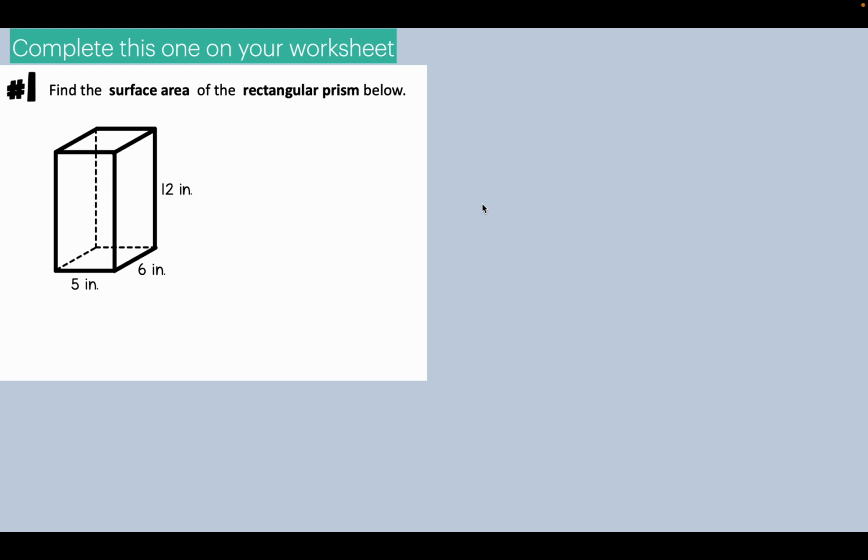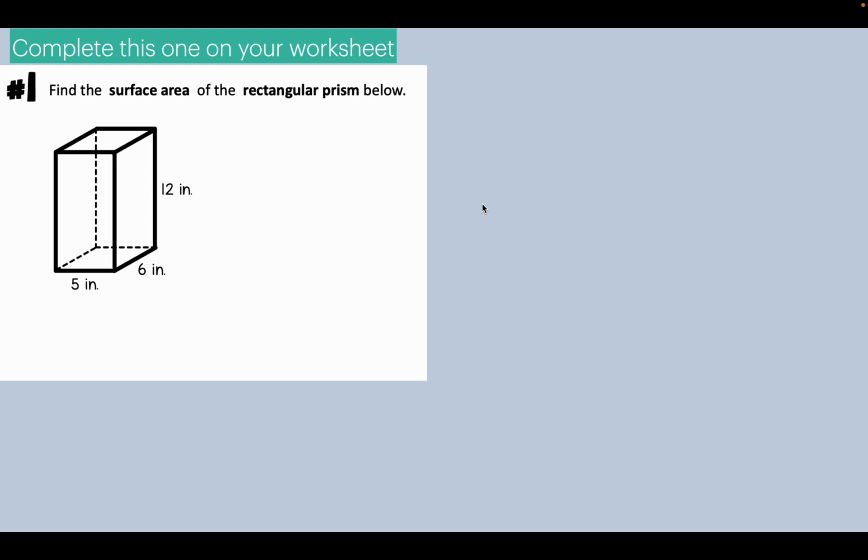All right, now you're going to complete this one on your worksheet. Guys, this is surface area. This is still something you've done since the 5th grade. I've not upped it yet. We are just going to talk about surface area. Surface area means you are looking at it and you're trying to find the area of every single side of this shape, and you're going to add them together.